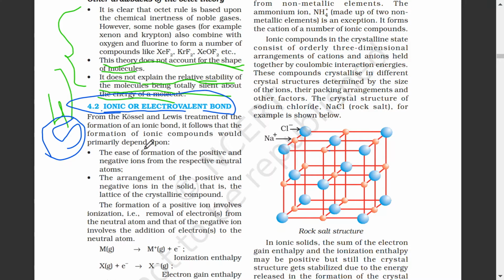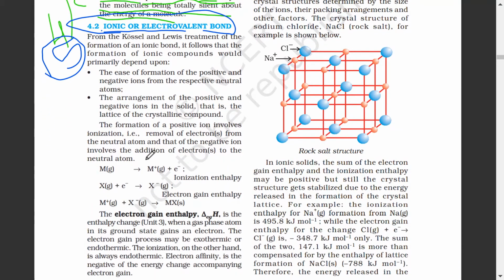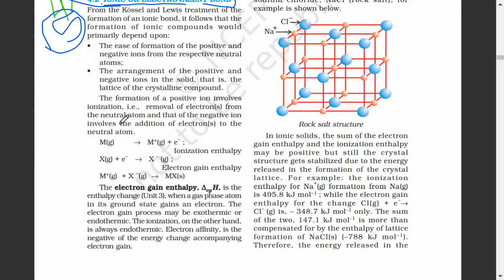of an ionic compound would primarily depend on the ease of formation of the positive and negative ions from the respective neutral atoms, and the arrangement of the positive and negative ions in the solid, that is, the lattice energy of the crystalline compound. The formation of a positive ion involves ionization, removal of electrons from the neutral atom, and that of the negative ion involves addition of an electron to the neutral atom.